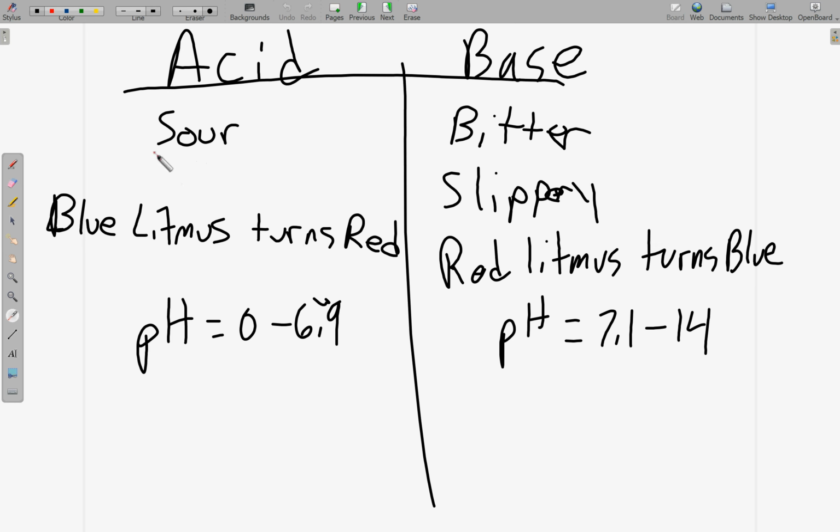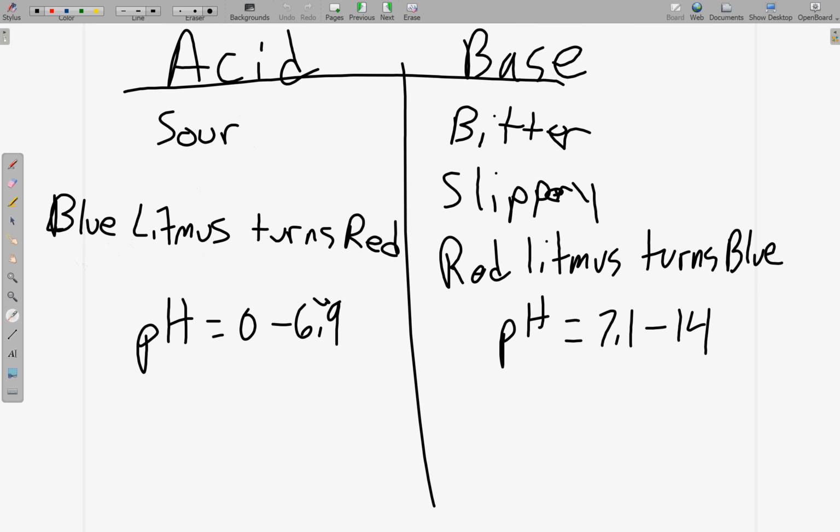Anyway, so acids are sour. The reason that Sour Power Straws, sour candy, is sour is they add citric acid to it. This is the same reason lemons and oranges are a little sour. They're a little sour because they have citric acid in them. They're nowhere near as sour as a lemon. Anyway, acids also turn blue litmus red.